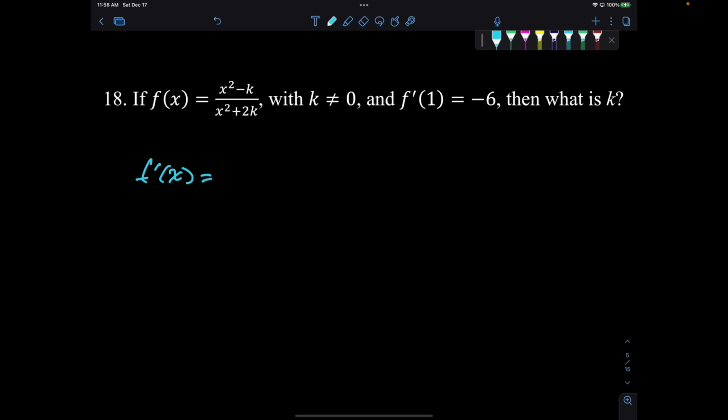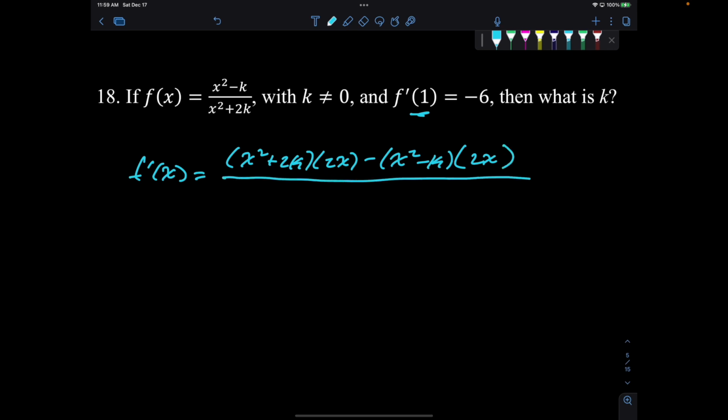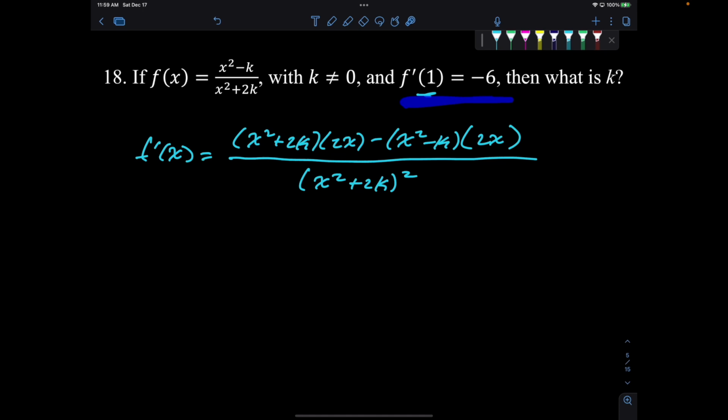F prime of x. Bottom. Derivative of the top is 2x. Minus top. Like this is gross, but I'm just going to plug in 1, so I'm not worried about simplifying it. So bottom times derivative of top, minus top times derivative of the bottom. Remember, k is a constant, so every time you take the derivative of k, you just get 0. So the derivative of 2k is 0. That's why we're just getting this, all over x squared plus 2k, squared. So far, so good. Now we're going to use this.